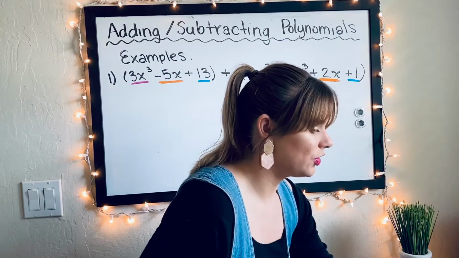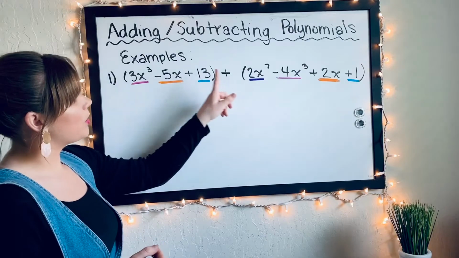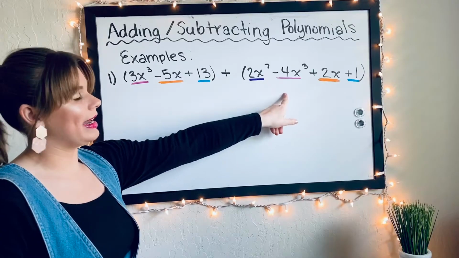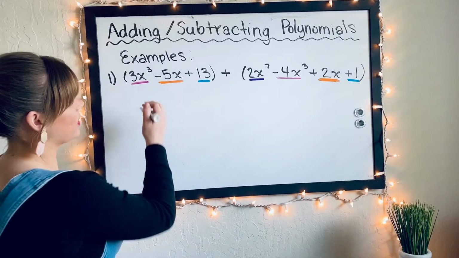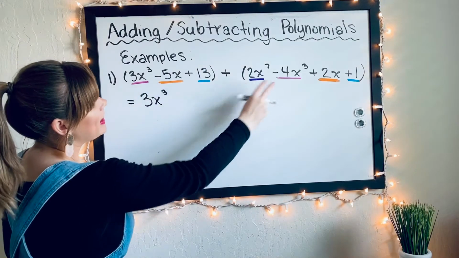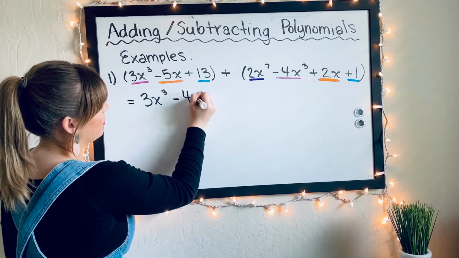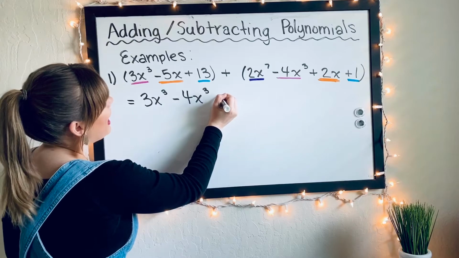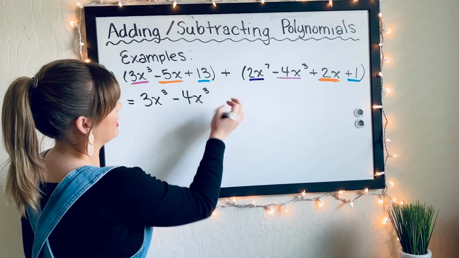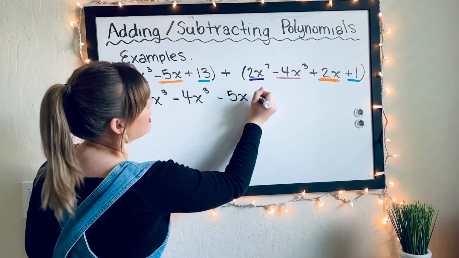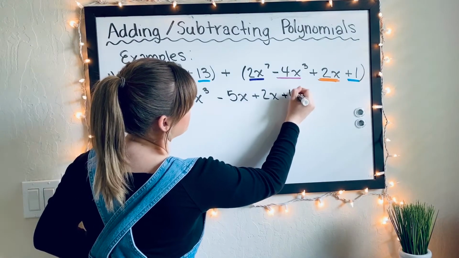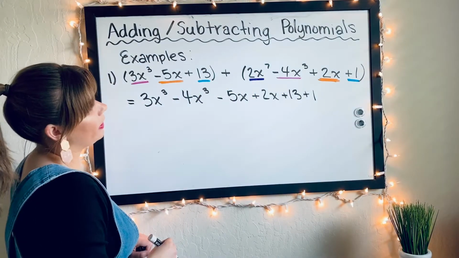Okay, so let's combine these two polynomials. So I have 3x cubed plus a negative 4x cubed. Now remember, I'm adding a negative, so it's kind of like subtracting. So I'm going to order these. So I'm doing 3x cubed plus a negative 4x cubed, which is minus 4x cubed. Now I have a negative 5x and a 2x, so I'm going to leave this as minus 5x plus 2x. And then I have a 13 plus 1. And then I have that lonely 2x to the 7th.